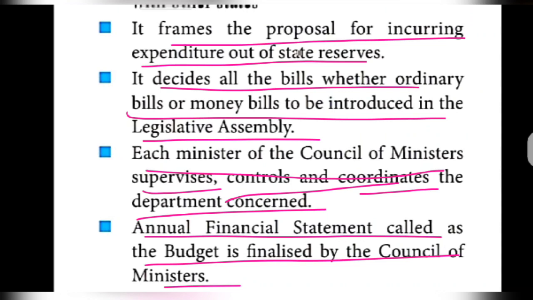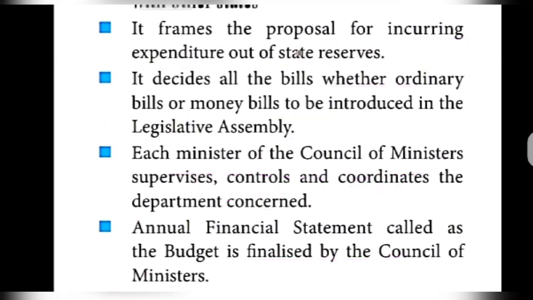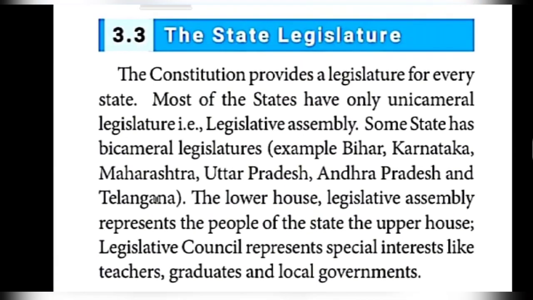Yes, this is the essay answer, the 6-3 answer. Mark it, children. The next one, what is given under the state legislature, 3.3? What are the things given? A state legislative assembly photo is given in your book, page number 263, children. You can check it. State legislature: the constitution provides the legislature for every state.